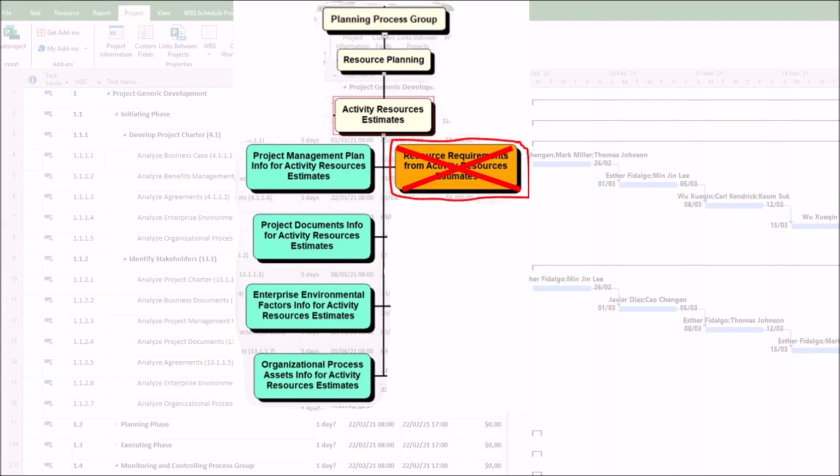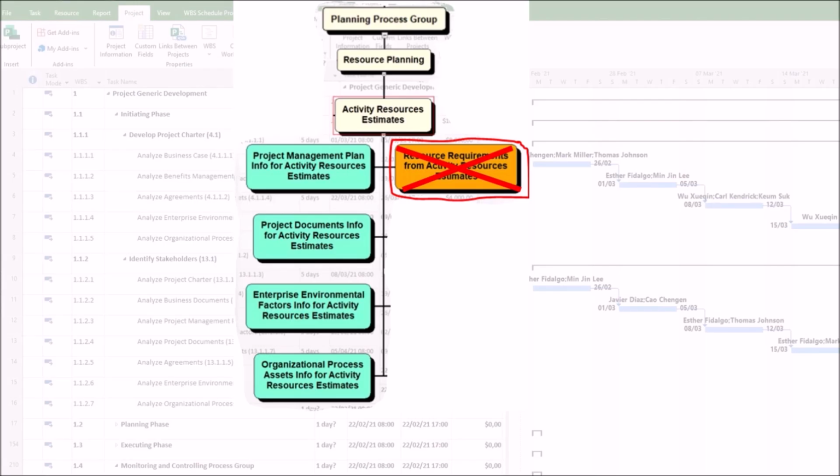First, you create the resource management plan, or the how-to guide for resources. Second, in the estimate activity resources process, you determine which resources, such as people, equipment, and materials, and their quantities, are needed for each activity. The key output here is the resource requirements. Third, the resource requirements output then becomes the primary input for the next process.